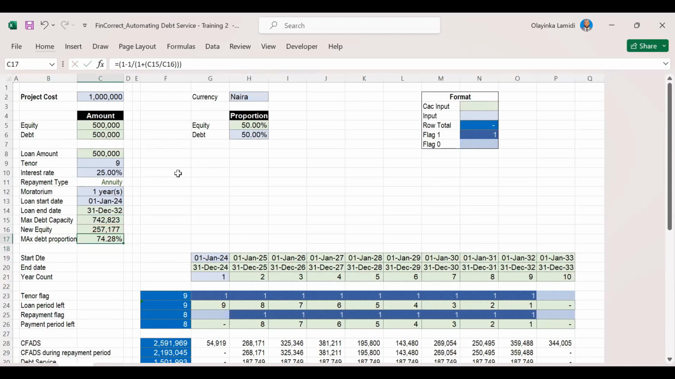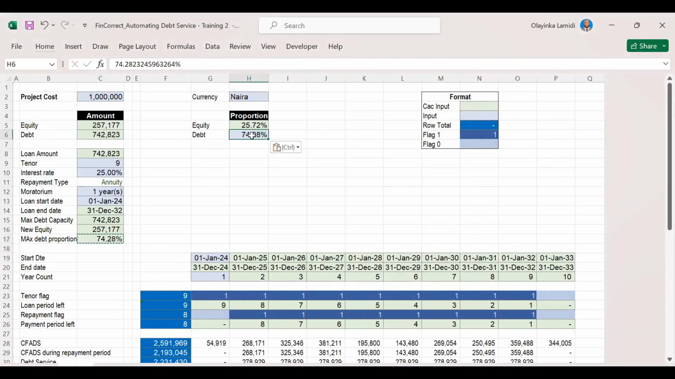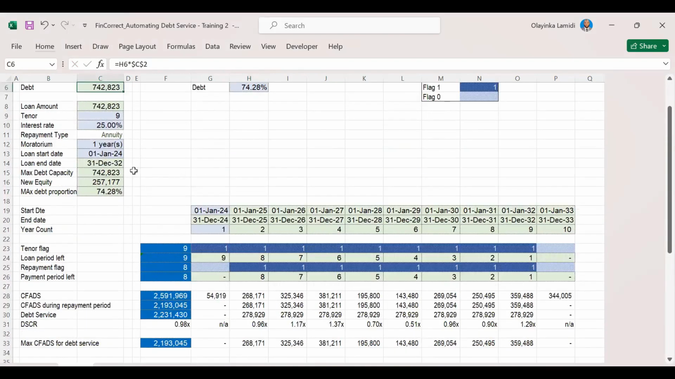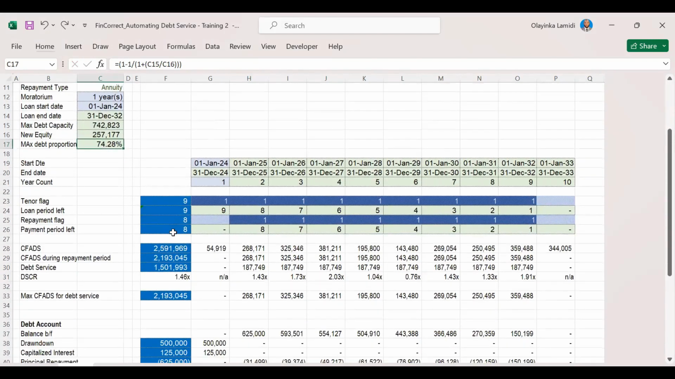Now, the next thing is, okay, let me just copy this and paste it here to check if we are actually gonna get the same number. So we actually got the same number, which is 742,823 naira. And actually, that is the maximum debt capacity based on the calculation that we've done anyways. So let me change this to 50%. We then move on to doing the debt sculpting.